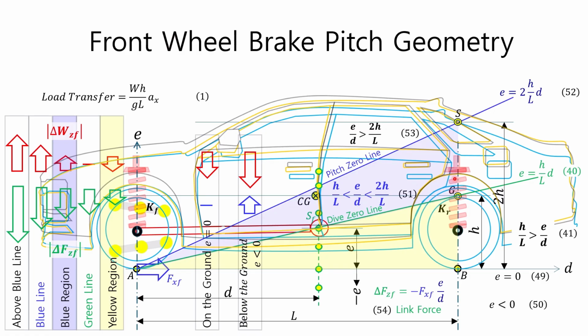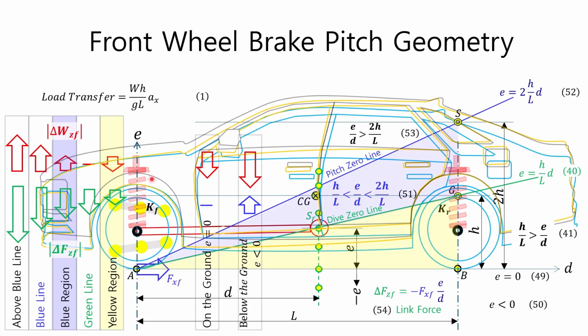If the virtual reaction point, SF, exists in the area between the blue and green lines indicated by the blue shading, the spring force, delta WZF, acts as a tensioning force on the spring, and in absolute values, delta FZF compresses the suspension links with a force greater than delta WZF. Ride height increases at both the front and rear compared to the steady state, but the increase in ride height is greater at the rear than at the front.